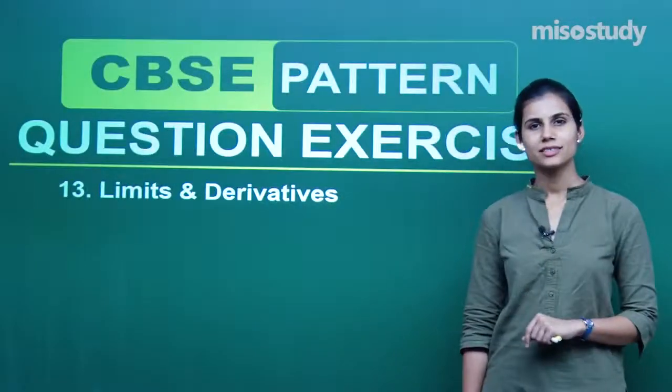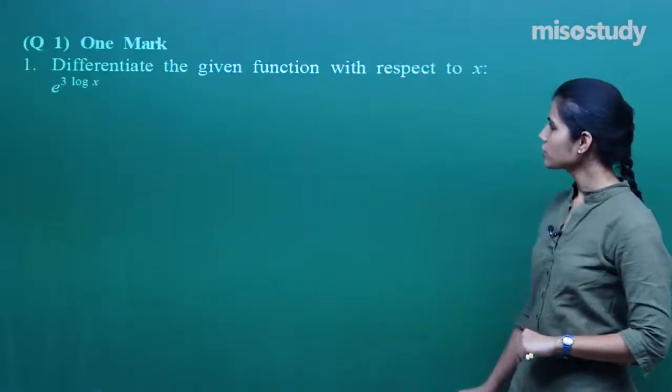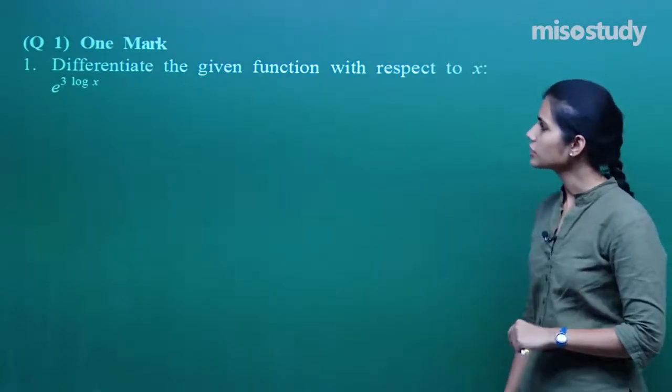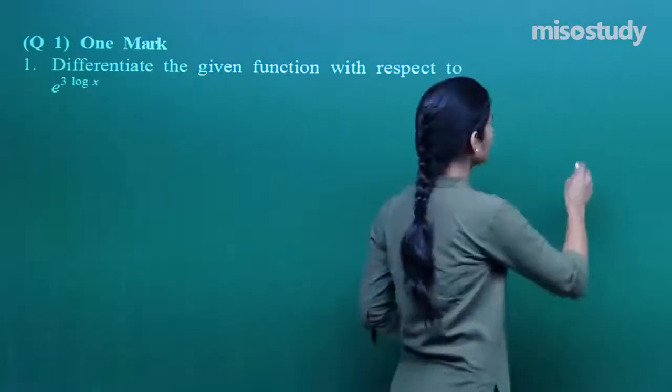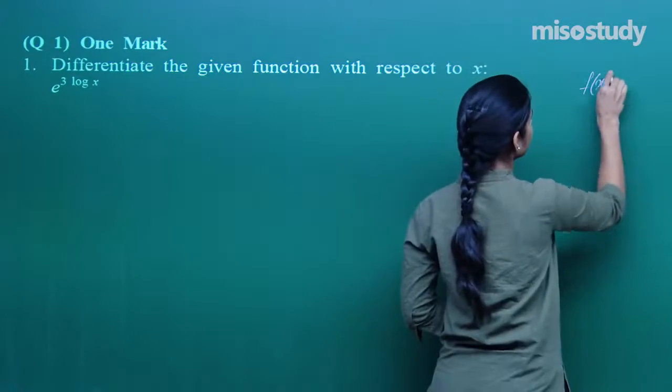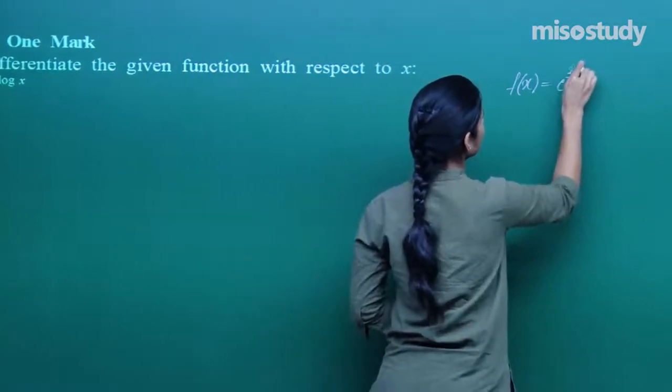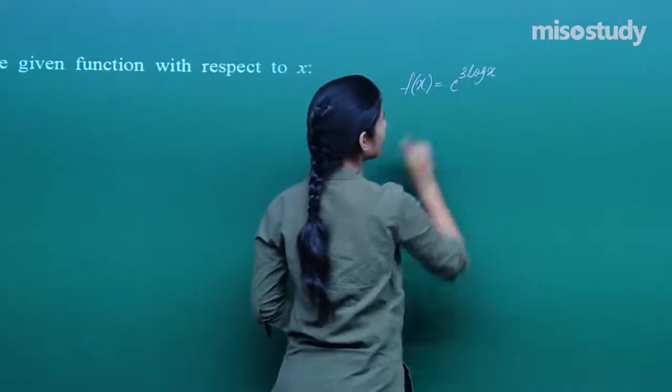Okay guys, let's begin the discussion over the questions. First question is to differentiate this given function with respect to x. The function you can just take as f of x. It's given to be e to the power 3 log x.